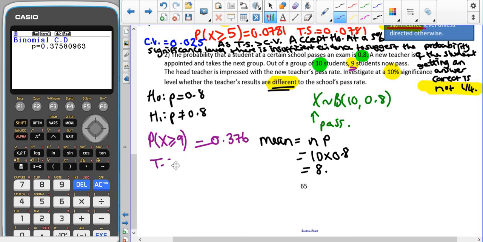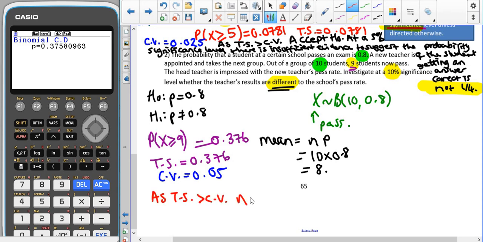0.376 to 3 significant figures. Now that is our test statistic. Remember that the critical value is going to be half of the significance level because it's two-tailed, which gives us 5%, which is 0.05. And then as the test statistic is bigger than the critical value, we are again going to accept H0 at a 10% significance level.